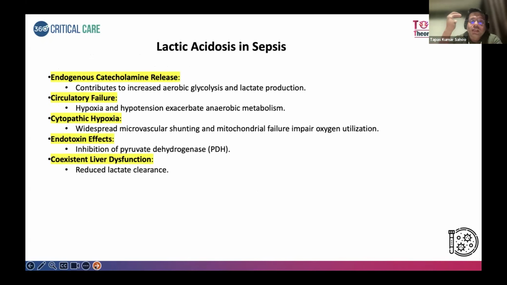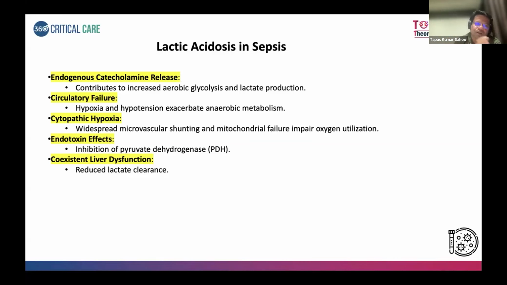Now, the more significant for our critical care practice would be lactic acidosis in sepsis. In examination, they would expect you to explain the mechanisms by which there would be lactic acidosis in sepsis. So it would be a combination of mechanisms. One would be endogenous catecholamine release that would be contributing to increased aerobic glycolysis and lactate production. That would be point number one.